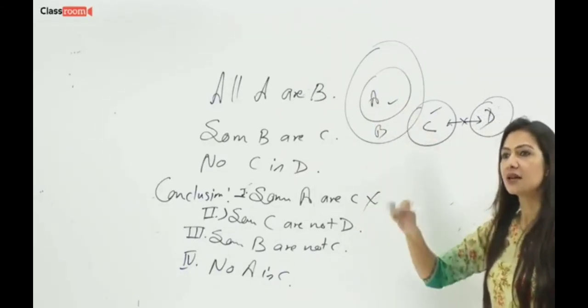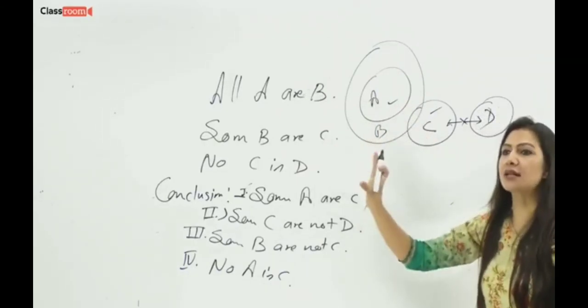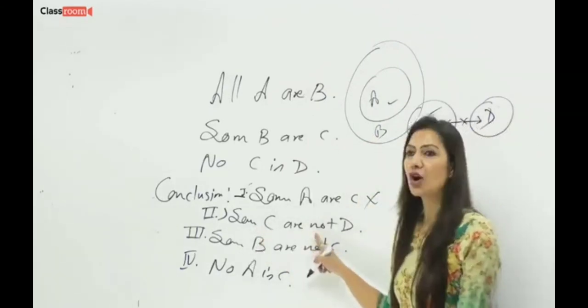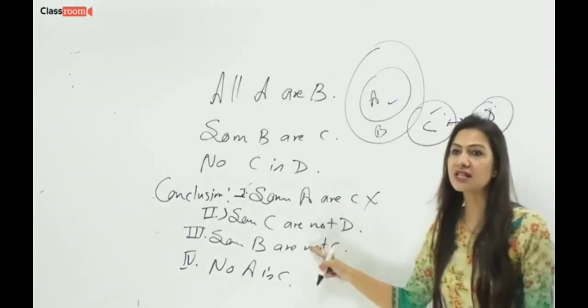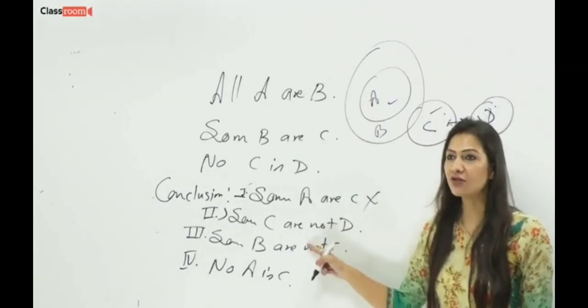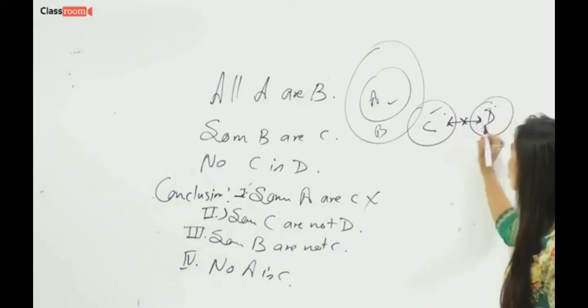If it is, it will be visible. Maybe I am not asking you. Okay, next is some C are not D. Here in between C and D, we have given a complete cross. Have you missed this one? You have missed the second one, that you have directly given a complete cross between C and D.